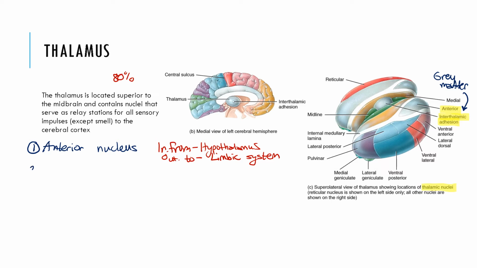Our second nuclei group is the medial nuclei. This one is right here, that medial. It receives input from the limbic system and sends output to the cerebral cortex. And then output to the cerebral cortex.